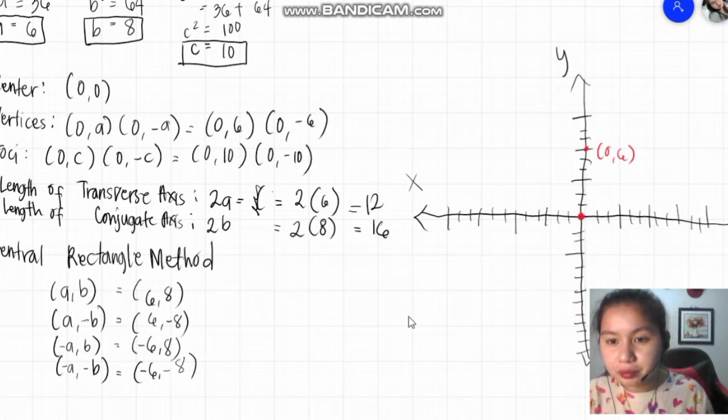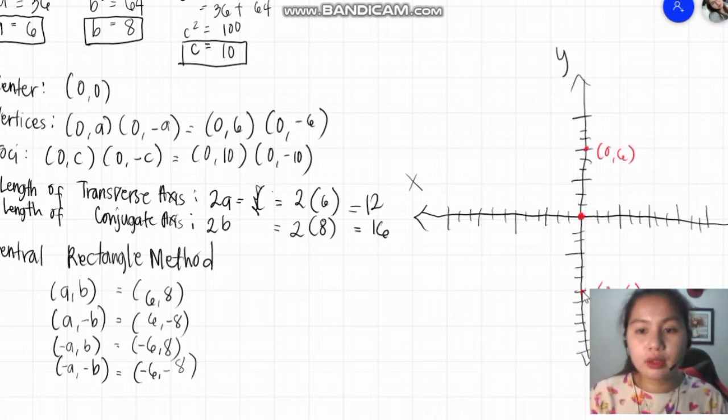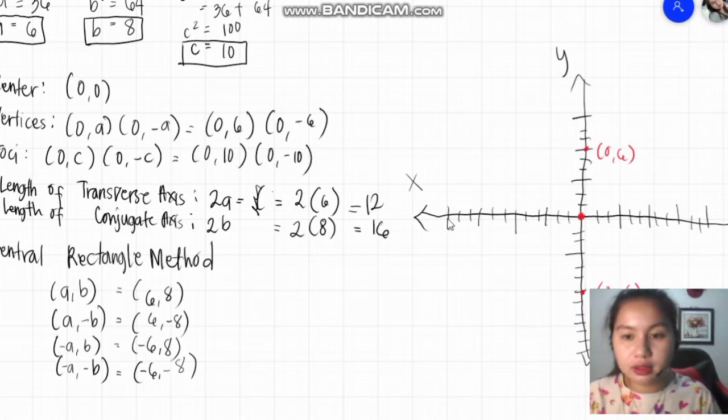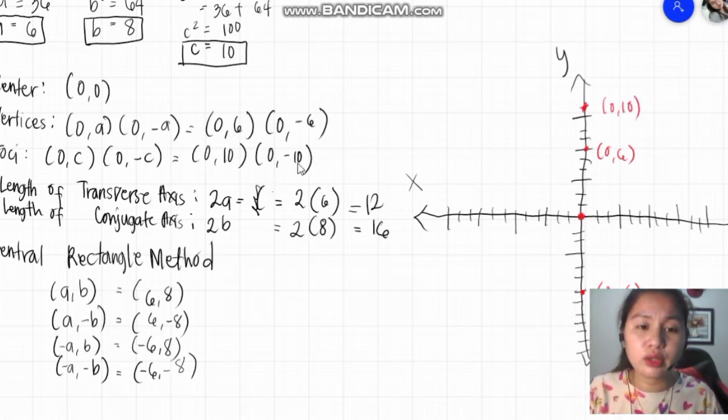So 0, and then negative 6: 1, 2, 3, 4, 5, 6. Nandito siya, 0, negative 6. And then, locate naman natin si foci. 0, 10. So, 0, and then angat ng 10. So, 6, 7, 8, 9. Lagdag tayo ng isa dito. Ito yung ating 10. So, this is 0, 10. Ito yung foci natin. And then, we have negative 10. 0, negative 10.